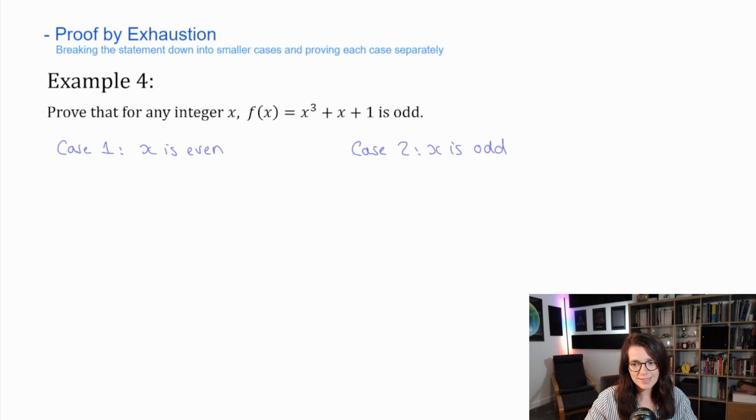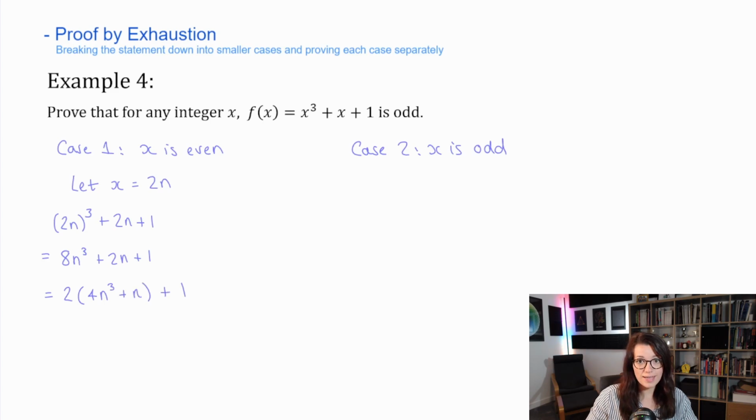So if x is even, we can say something like let x be equal to 2n. We can then sub that into the expression and expand it. Now remember, we want to show that this is odd. So to do that, we can take out a factor of 2 and then leave our plus 1 on the outside. This is enough to say that this is odd because we've got 2 times anything, which will be even, and then if we add 1 to it, it makes it odd.